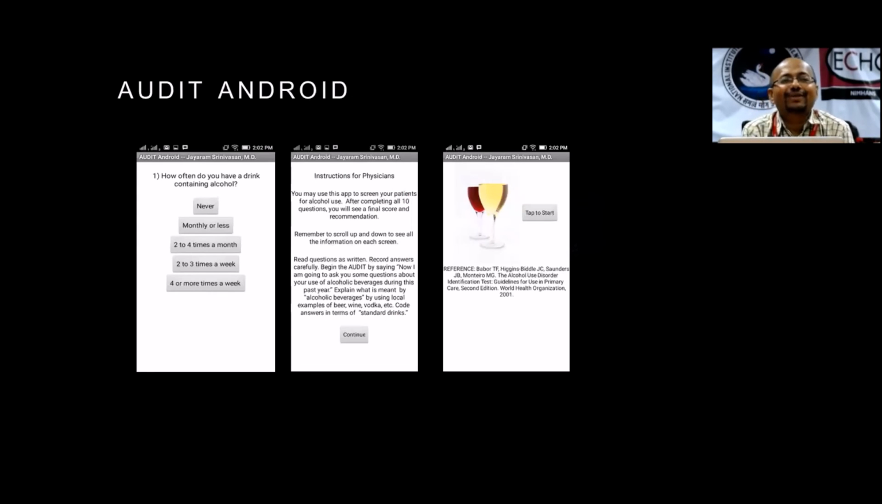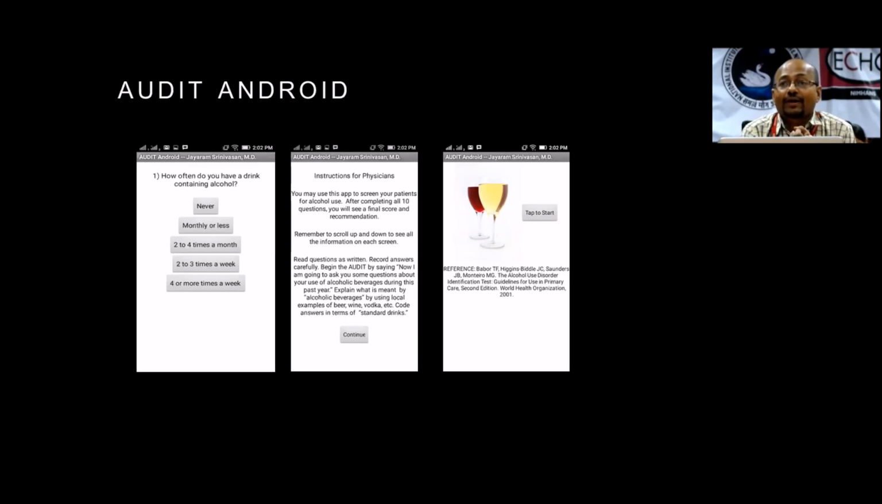Okay, I will leave you with a very informative tool. This is AUDIT Android. As you know, most of us now are smartphone-based, and this helped me yesterday because I don't have an AUDIT copy with me. So I use AUDIT Android, and you can download it free from Android Google Play. It has completely the same items. It follows the questionnaire, and at the end it gives you the score.